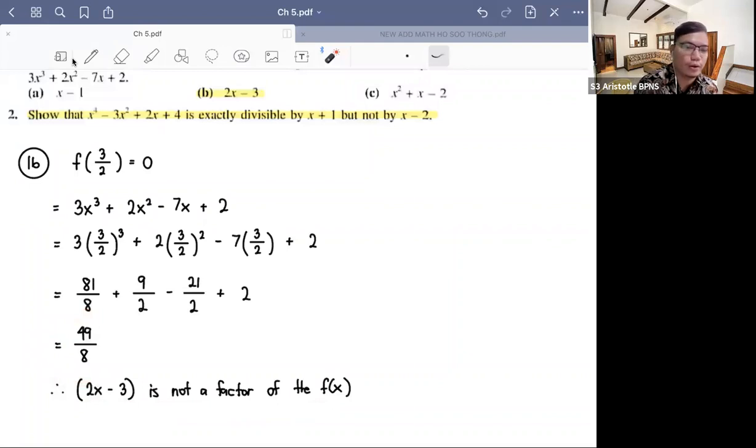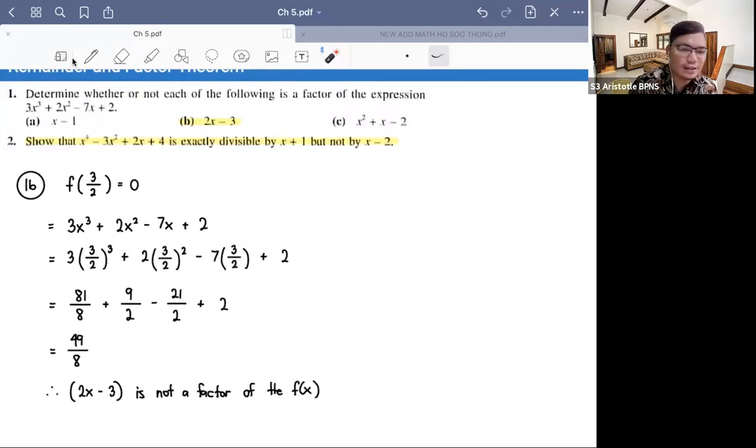All right? Okay. And then let's have number 2. Show that x to the power of 4 minus 3x squared plus 2x plus 4 is exactly divisible by x plus 1, but not by x minus 2. So from here, class, you just need to show your workings. You need to prove that x plus 1 is a factor of this expression, and x minus 2 is not a factor of this expression.